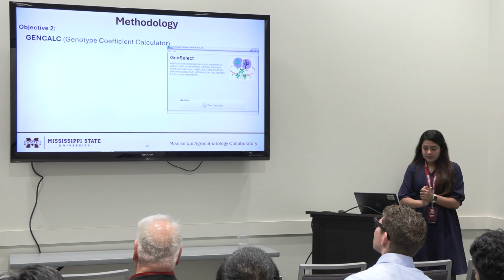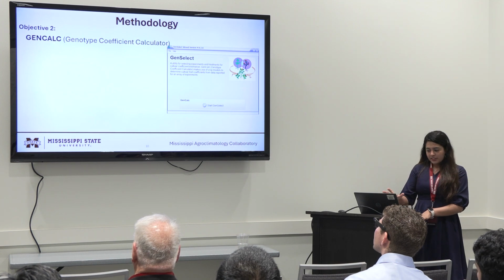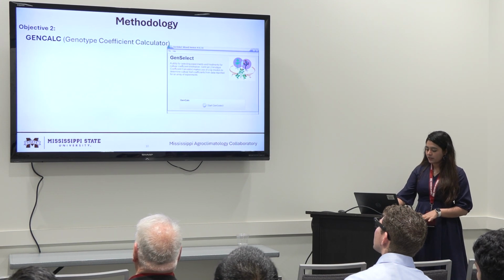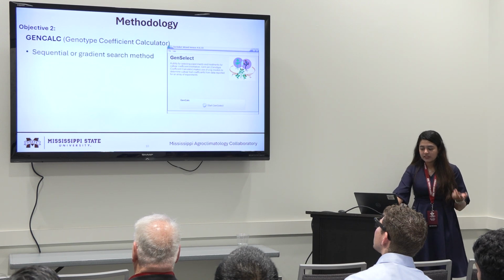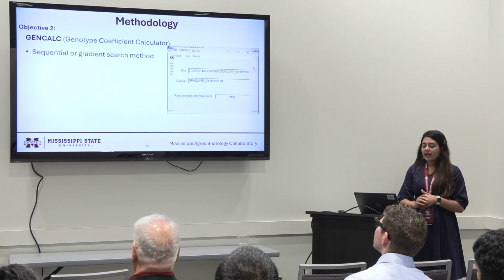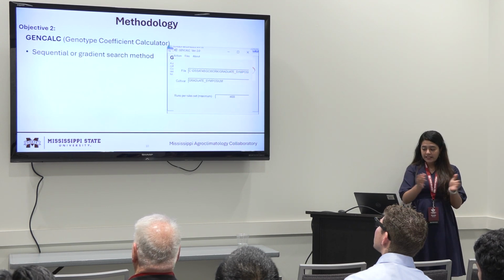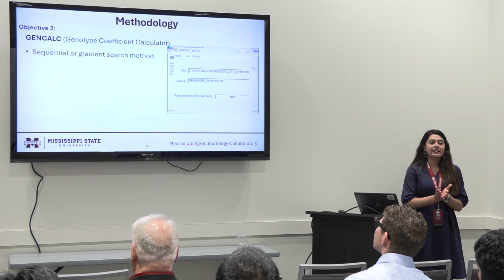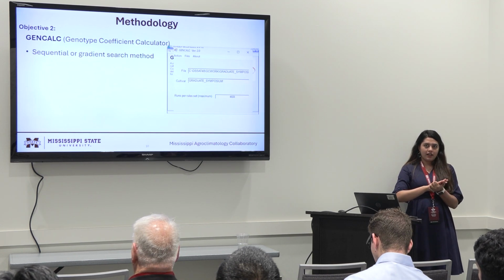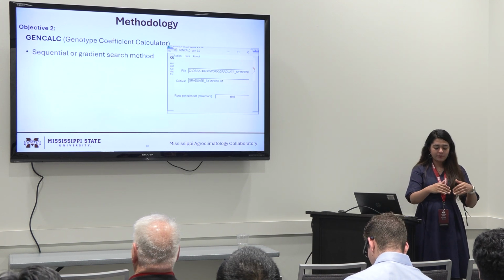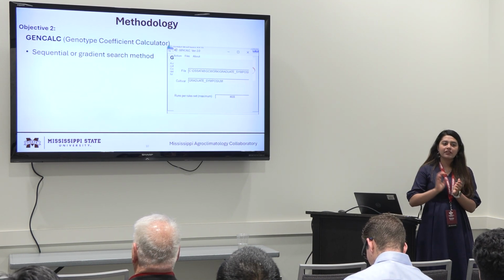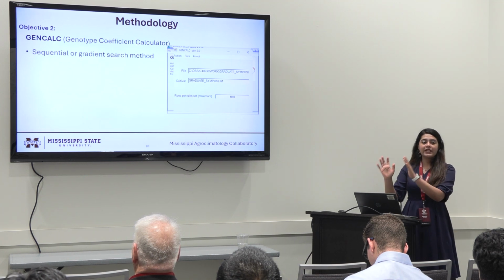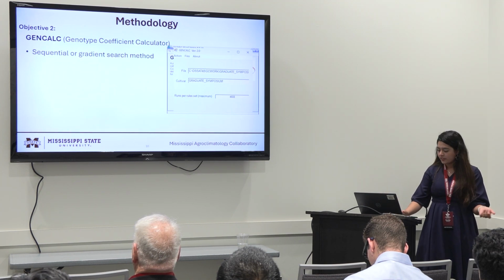So GenCal. GenCal is a genetic coefficient calculator. As I said, it's an embedded tool in DSAT. It estimates the genetic coefficient based on a sequential search method. The basic idea behind a gradient search algorithm is to achieve an optimum solution within a predefined search space. So when I'm saying within a predefined search space, for GenCal we give a start cultivar and say, based on this, estimate my potential.